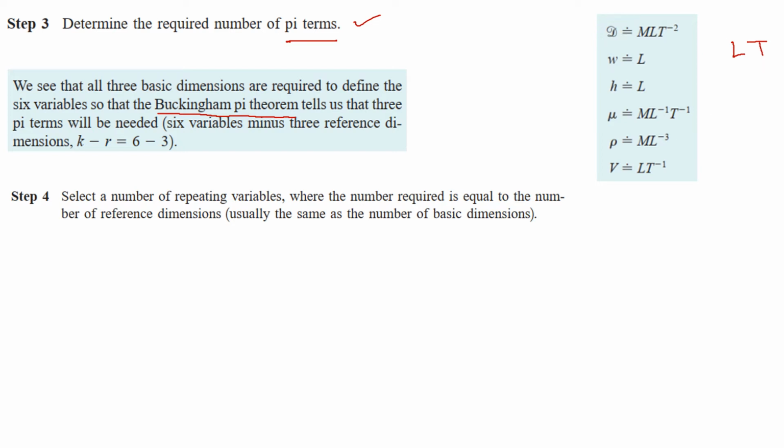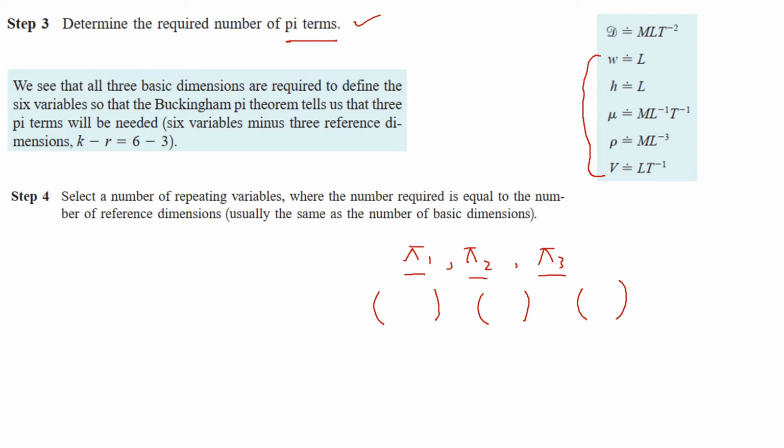So let's say that now we have three pi terms, pi 1, pi 2 and pi 3. So we need to select three variables from the list of the 5 independent variables that we have, and we will select them so that they will appear in all these three pi terms.